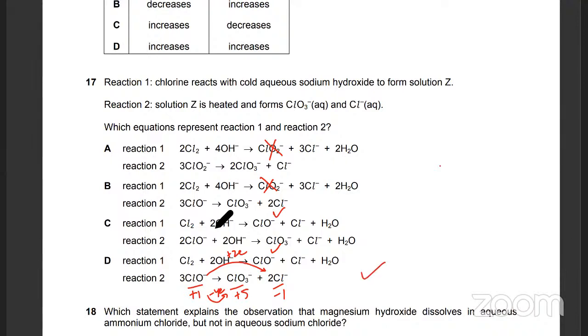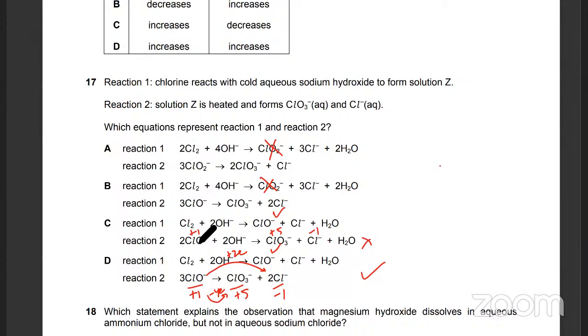But what about C? Is that balanced as well? ClO- is +1. This is +5. So that means it has lost how many electrons? 4 of them. And how many is it gaining? It's going from +1 to -1, so it's gaining 2 electrons. So the electrons gained and lost are not equal. So this equation is not balanced. Is that clear?